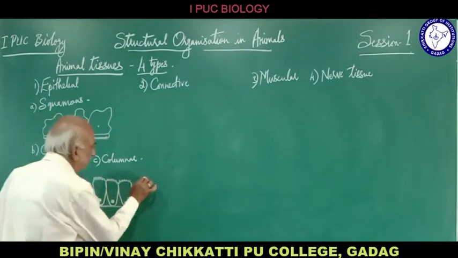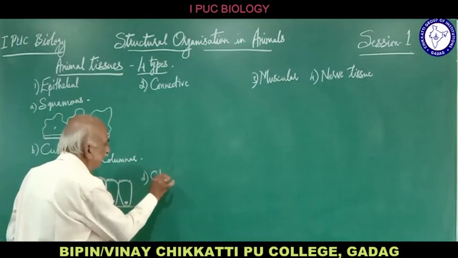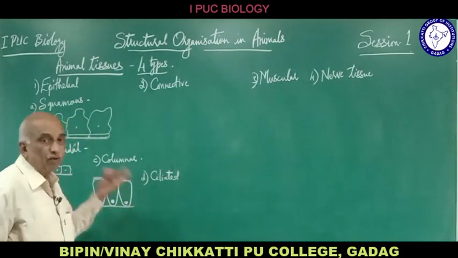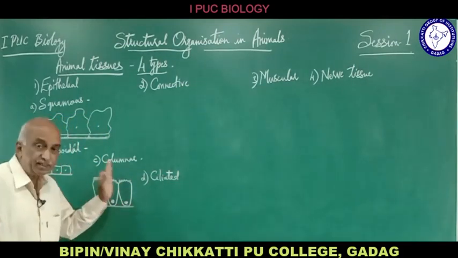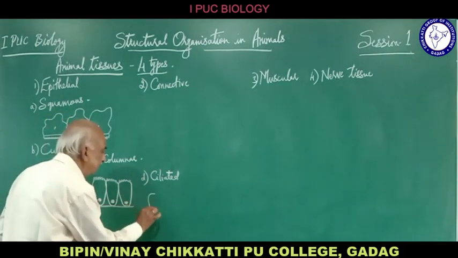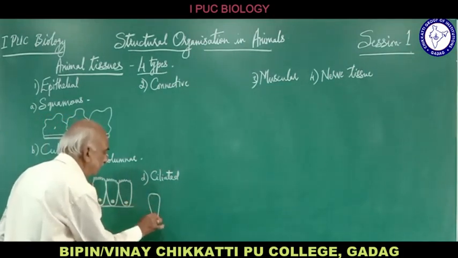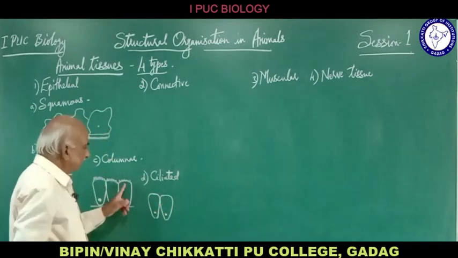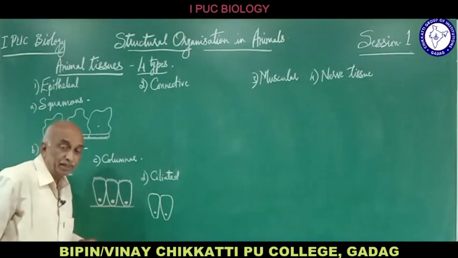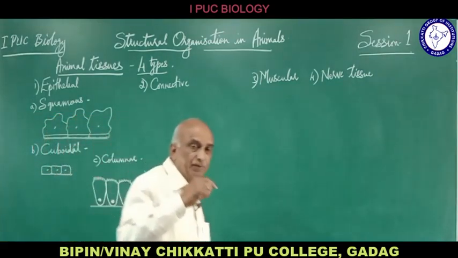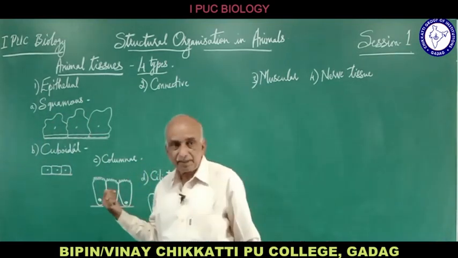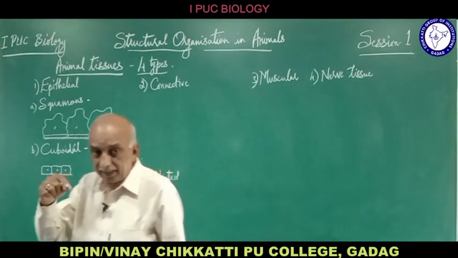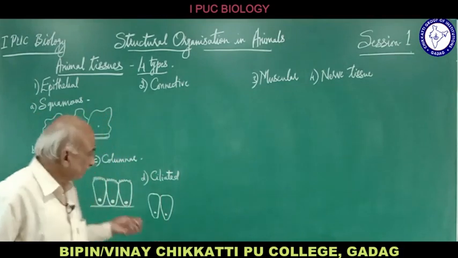Then we come to another type called ciliated epithelium. Ciliated epithelium is a modified columnar epithelium, just a change in the columnar epithelium. The cells are the same. They are elongated like this, and they have a narrow end and a broad free end. Microvilli are just extensions of the plasma membrane. As in the animal cell there is no cell wall, the plasma membrane will extend into small finger-like projections which are called microvilli.